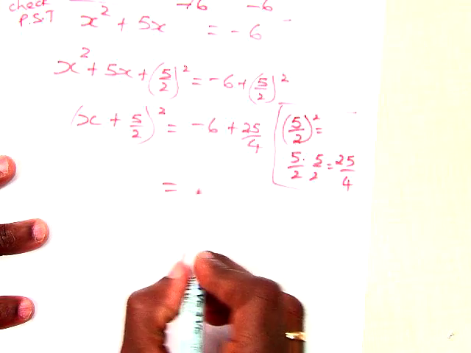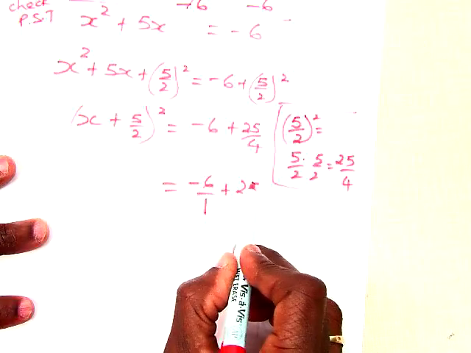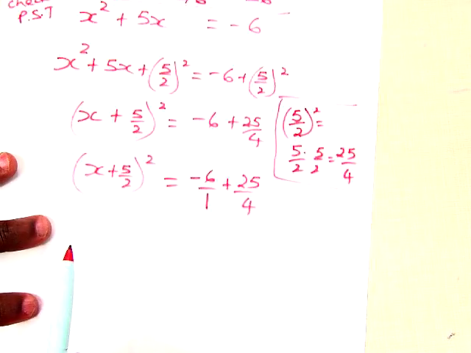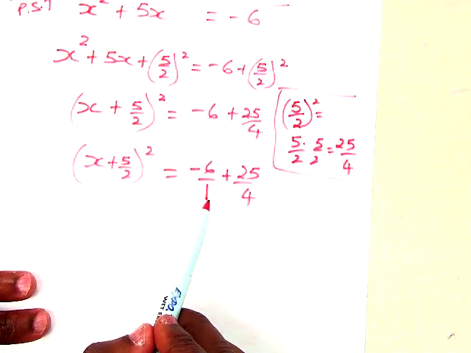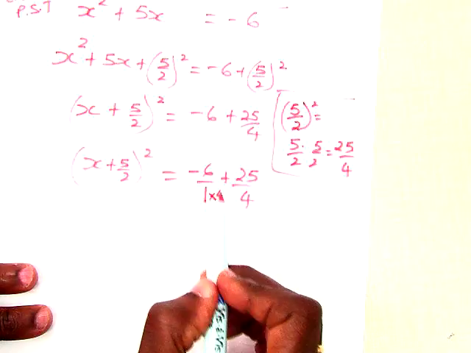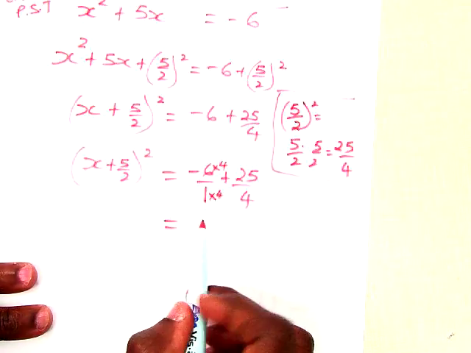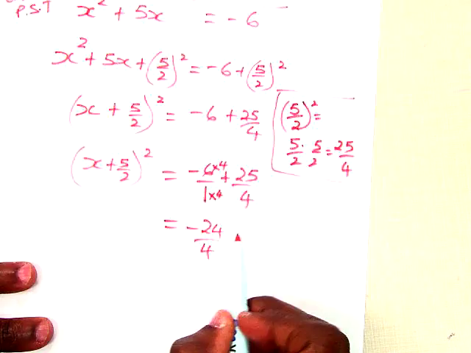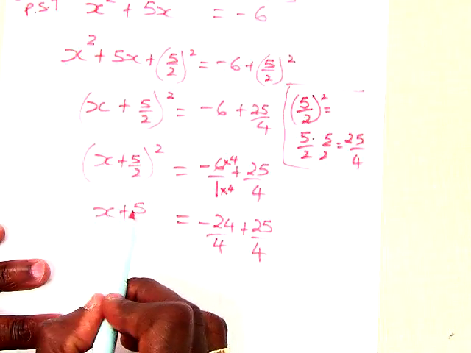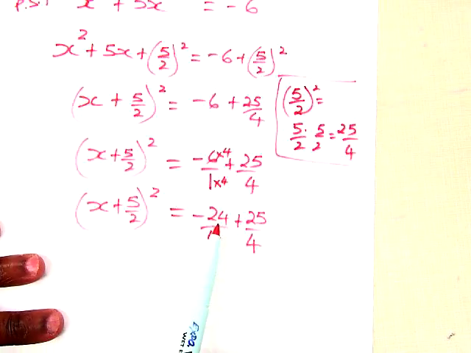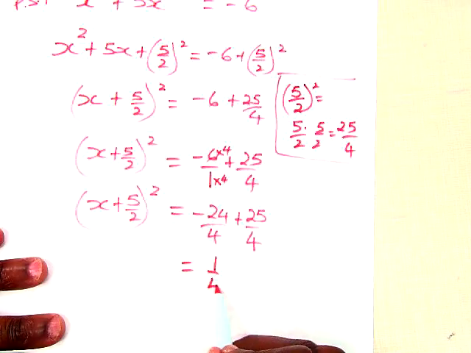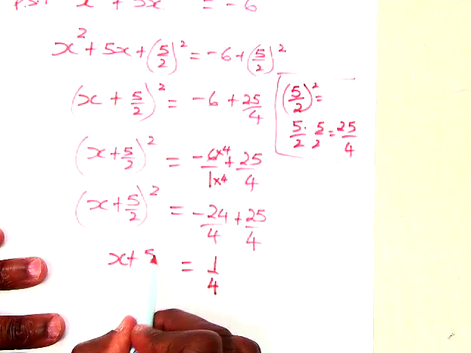Negative 6 is the same as negative 6 over 1. So let's keep the left side. I'm not doing anything to the left side right now. I want to make sure that both denominators have a value of 4. So to do that, since this is 1, I'm going to multiply by 4, and that now gives me negative 24 over 4 plus 25 over 4. Let's keep my left side. Negative 24 plus 25 gives me 1. So that's equal to 1/4. Keep the left side.